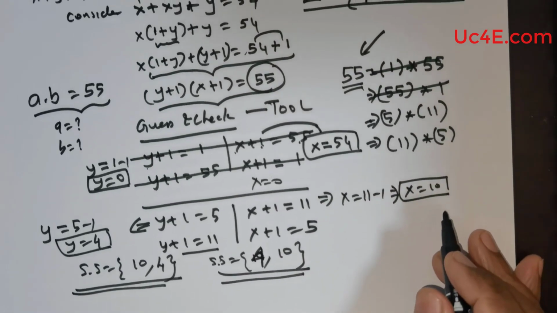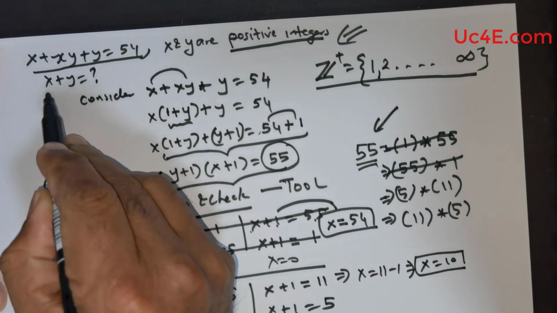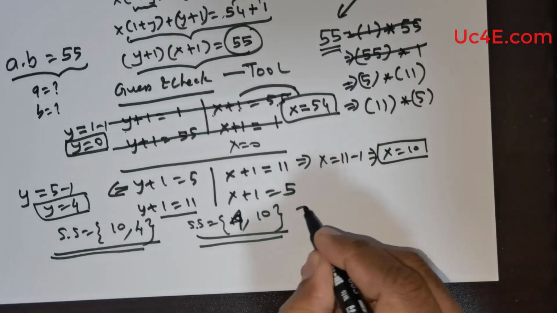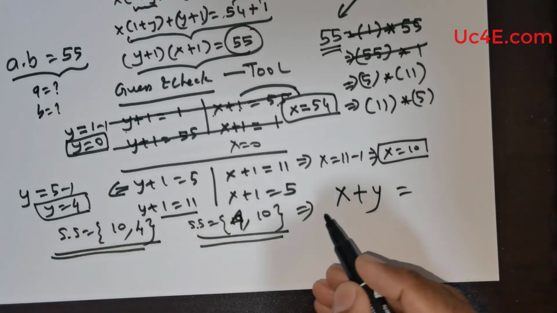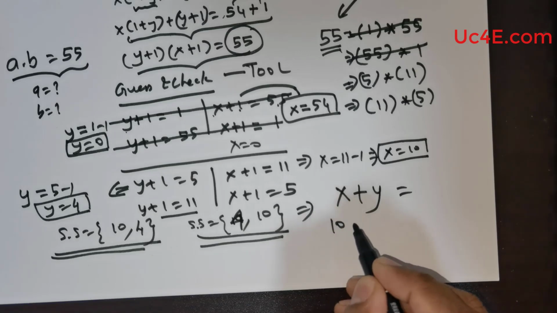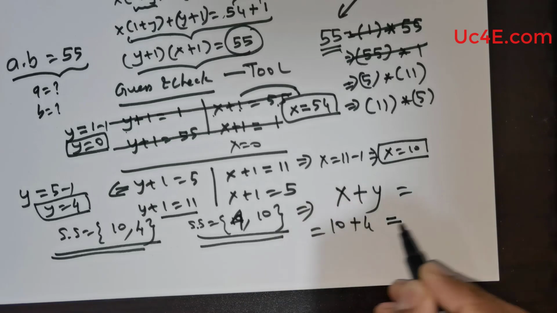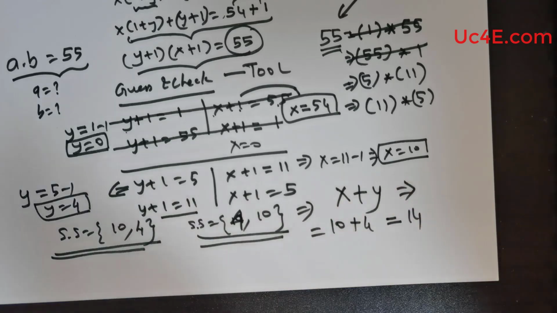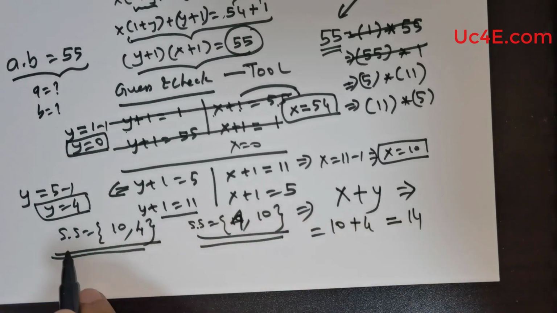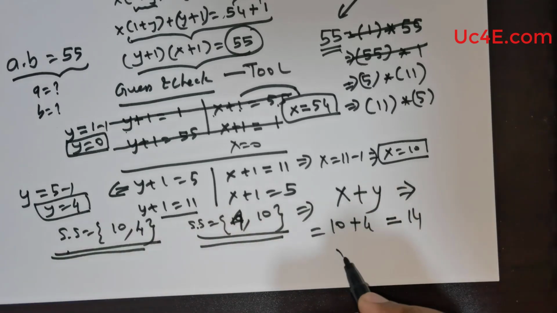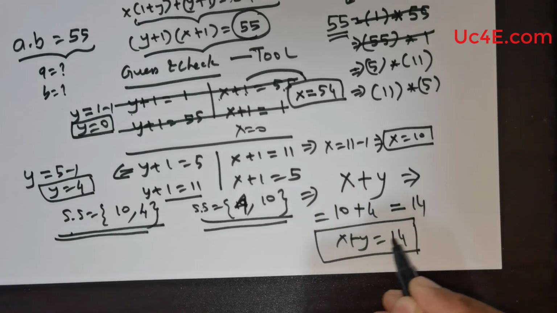Now the question wants us not the values of x and y, right? The question wants us to find the sum x + y. So this would mean my x + y is going to be, you can take any values of this. If you were to take x to be 10 and y to be 4, x + y will be equal to 14, right? So this means no matter whether you take this set or that set, let me just write that down, the value of x + y is going to be equal to 14, right?